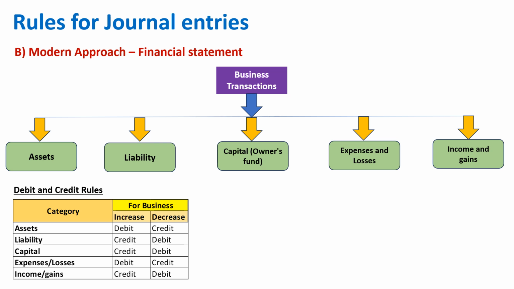And all decreases in income and gains are debit. So you have to learn this format. This is very important. Whenever we try to solve a problem, the journal entry we have to connect is by this method: asset, liability, capital, expense, and income.